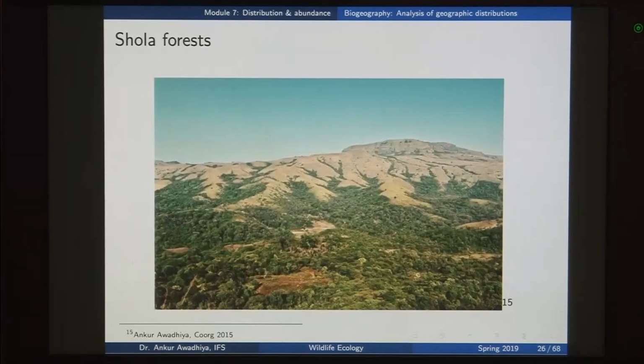Now, moving southwards, here we are observing the Shola forest. Now, you can see a Shola forest in say Karnataka or Tamil Nadu. Now, these again are very specialized habitats. What is happening here is you have certain trees.